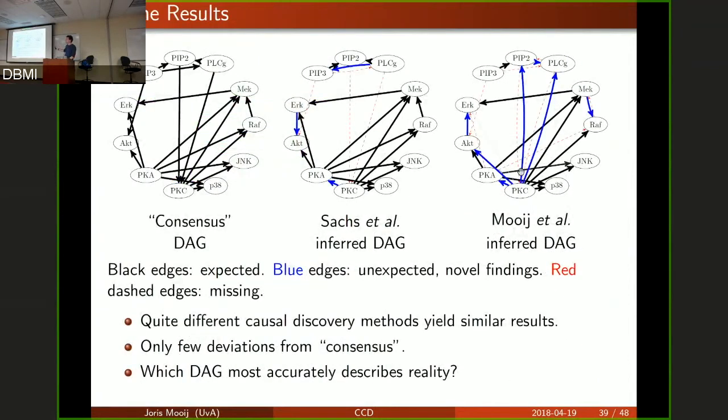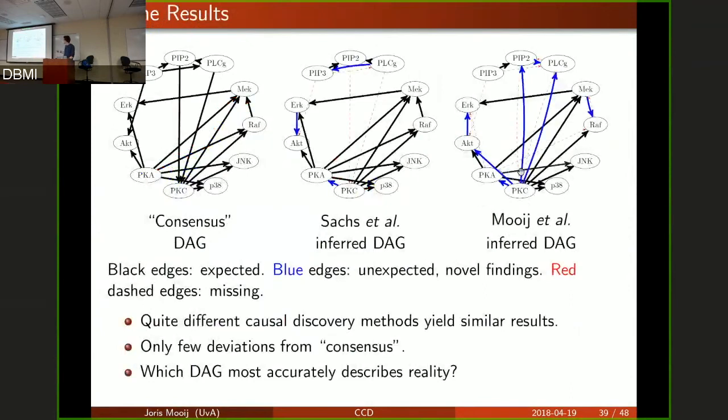I'll just give the results, skipping how you can do this. This is what they call in their paper the consensus network. This one here. Their own reconstruction is this one, where the deviations from the consensus are shown in blue and in red. So it's a very close reconstruction. And in 2013, using a different method, also a likelihood-based method, I arrived at this reconstruction, which is also kind of close, but less similar to the consensus network. So I was wondering which of these three is now the most accurate description of reality.